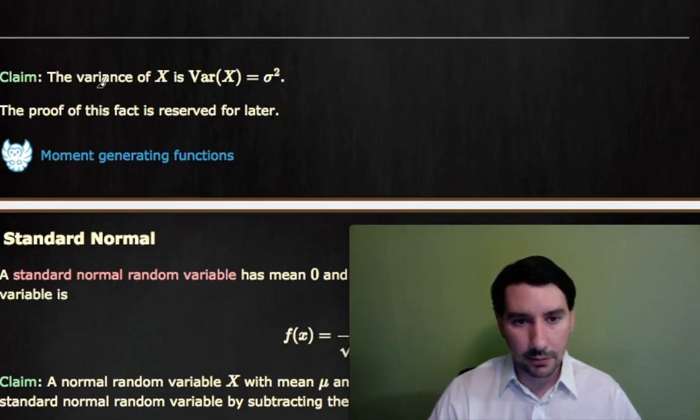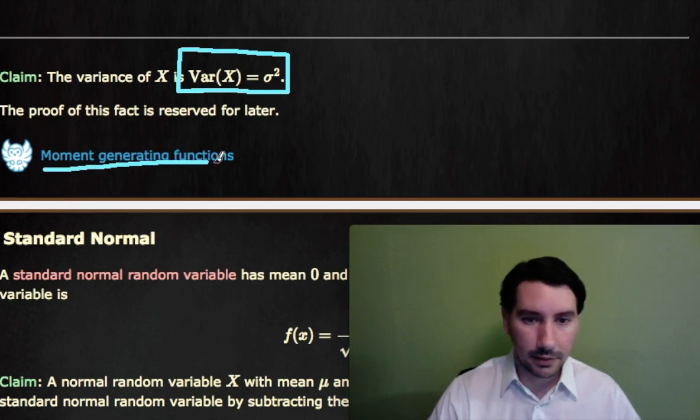We won't compute the variance of a normal random variable here, but the variance is sigma squared. To see that computation, or at least one way to compute it, you can jump ahead to the lesson on moment generating functions.